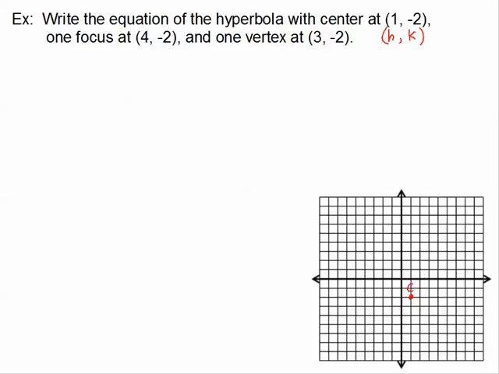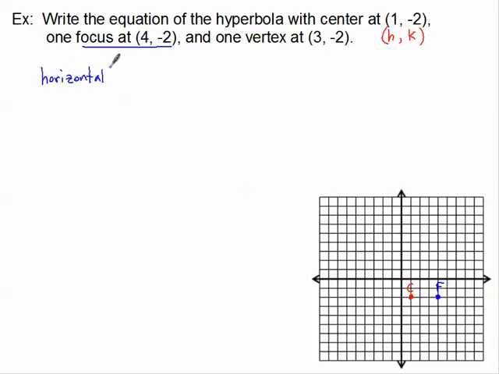I'm going to put my focus at 4, -2. So let's count out 1, 2, 3, 4, -2. I'll label that with an F. And again, instantly I know since we're working laterally, along the x-axis, this is horizontal. This is a horizontal hyperbola.